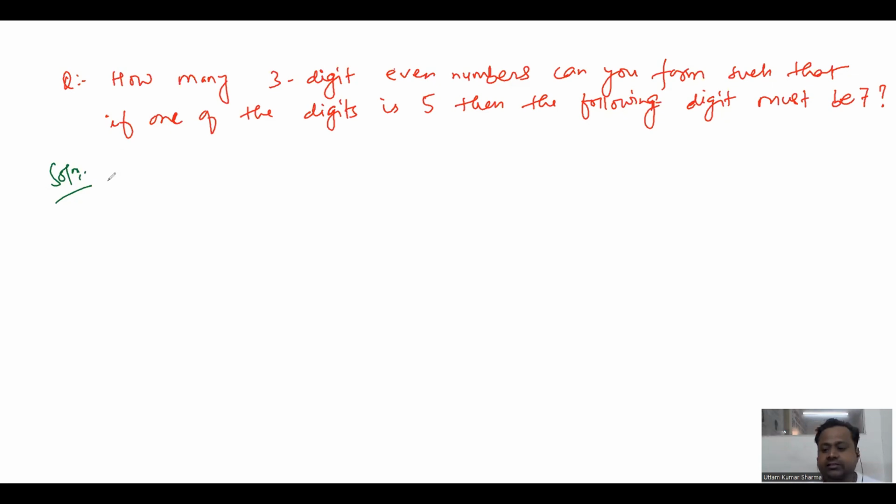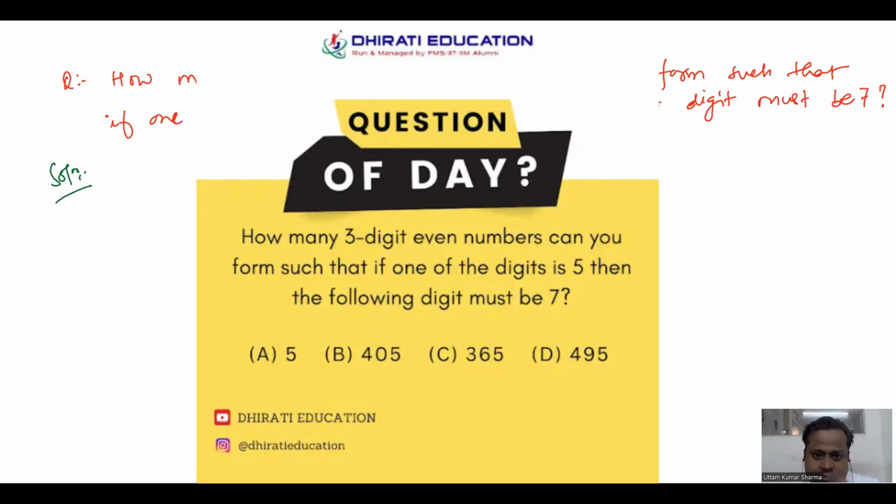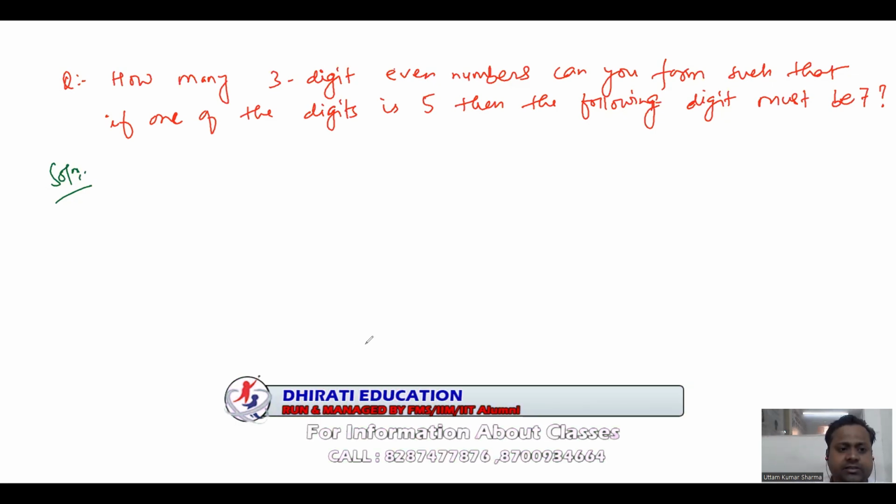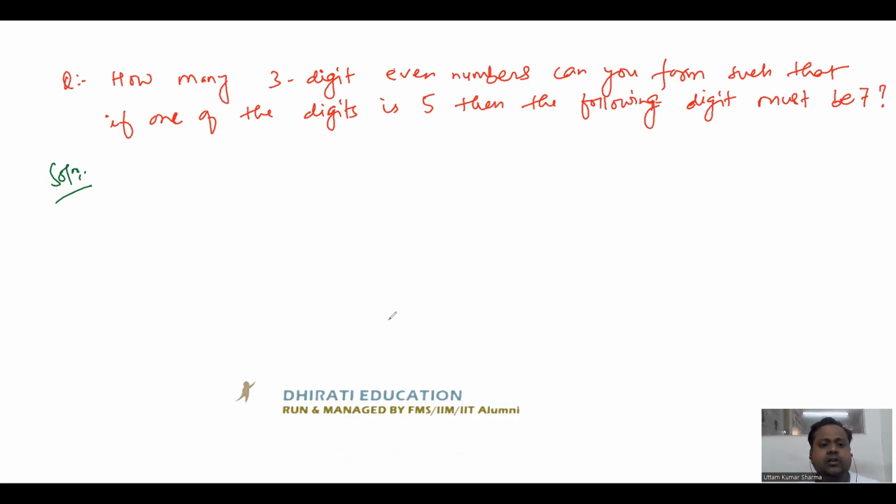So you can see there is a very interesting question that we are going to discuss today. It's very interesting from a competitive examination point of view, especially when we talk about the MBA entrance exams. The question says, how many three-digit even numbers can you form such that if one of the digits is 5, then the following digit must be 7?